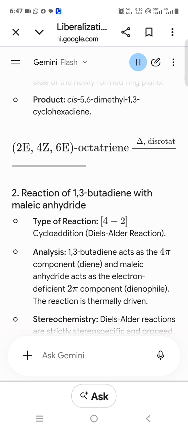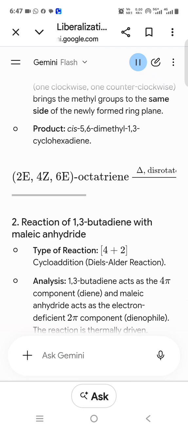9. Heating of allyl vinyl ether. Type of reaction: 3,3-sigmatropic rearrangement, Claisen rearrangement. Analysis. It is a concerted, unimolecular isomerization involving 6-pi electrons in a cyclic transition state. Numbering begins from the atoms forming the breaking sigma bond. Oxygen is position 1, carbons track outward. The old sigma bond between position 1 and 1' cleaves, while a new sigma bond forms between position 3 and 3'. Product: pent-4-enal, a gamma,delta-unsaturated carbonyl compound.